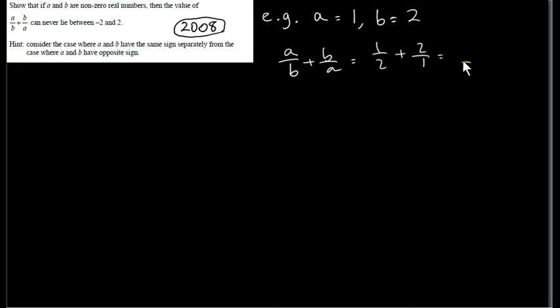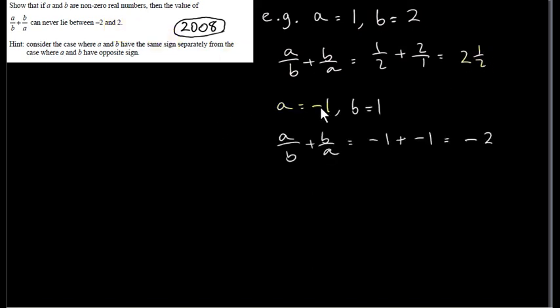Show that if a and b are non-zero real numbers, then the value of a over b plus b over a can never lie between minus 2 and plus 2. Let's just look at an example. Here I've chosen a to be 1 and b to be 2. Then a over b plus b over a is going to be 1 over 2 plus 2 over 1, which is 2.5. So you can see that for these values at least, a over b plus b over a does not lie between minus 2 and plus 2. We get a value that's greater than 2 actually.